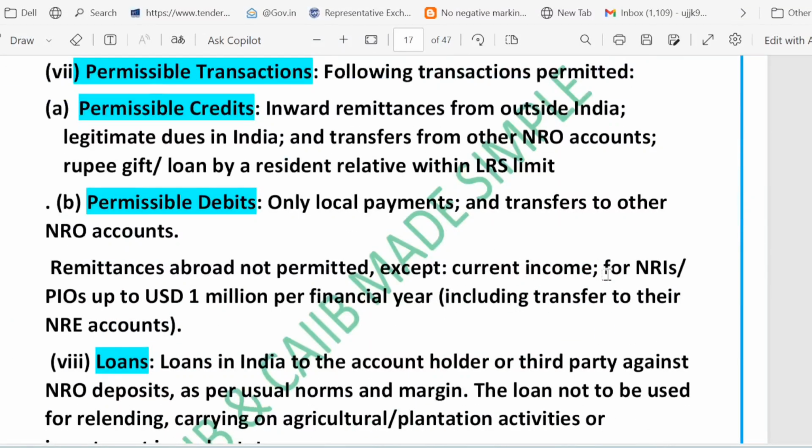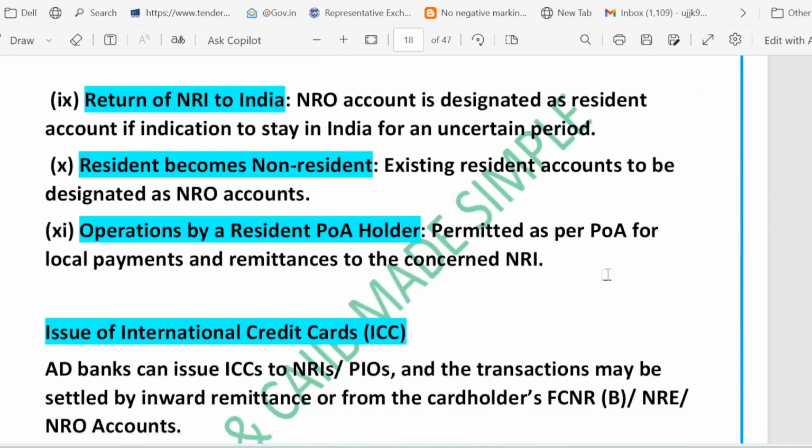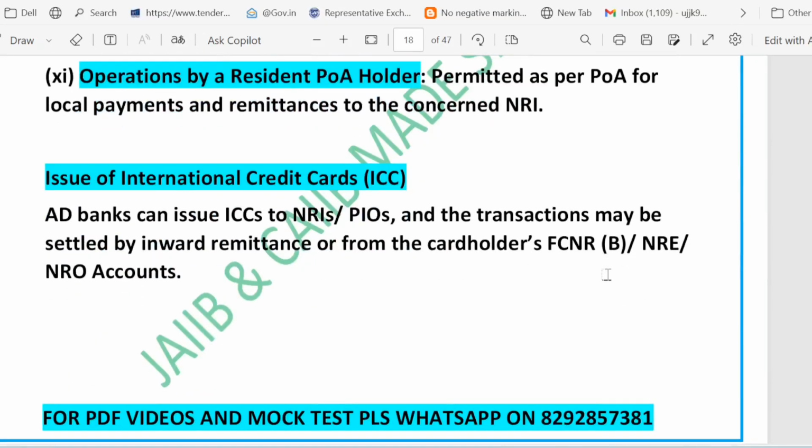So this part is a repetition, so let me skip it. We have repeated this. Now let's look at the issue of the international credit card. We have already discussed the FCNR account in detail. This one is just repetition, nothing else. Sorry friends.